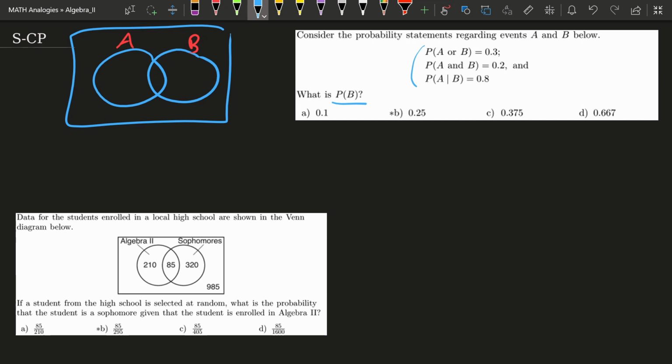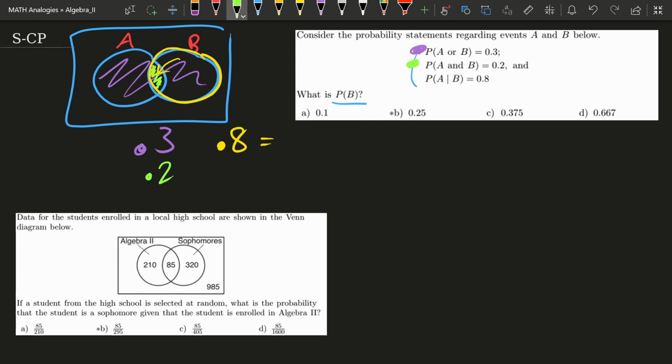Now the probability of A or B is 0.3, so everything in here makes up 0.3. We know the probability of A and B, so being in A and being in B, is 0.2. And finally, the probability of being in A, given that you're already in B, so if you already meet this amount of probability, then you would also need to be in A, is 0.8.